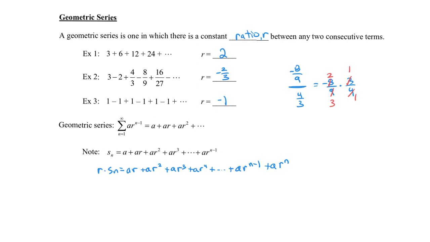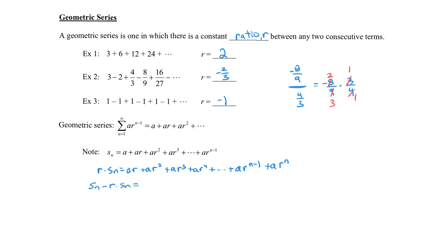Okay, so what we want to do is we want to go S sub n minus r times S sub n. So we're basically going to subtract here, and then we're going to take this and subtract all of these. We're basically taking this equation and subtracting this equation. So when we do that, we would get S sub n minus r times S sub n equals, and I'm going to take this and subtract all of these.